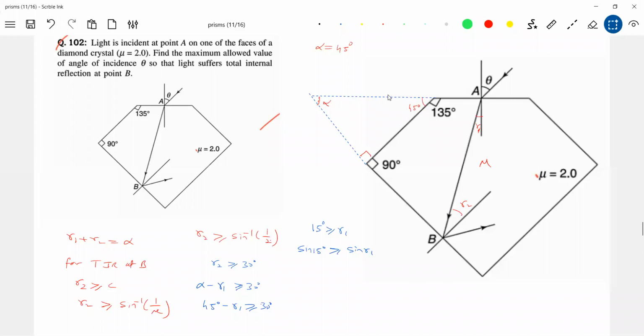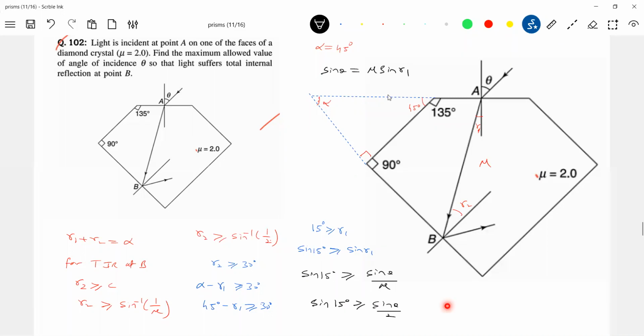Sine R1, I can write it as, I should bring theta, no? So applying Snell's law, sine theta equal to mu sine R1. And mu we know is 2. So therefore this will become sine of 15 degrees is equal to sine theta by mu. Mu is 2, that is given. So therefore, theta will be less than or equal to sine inverse of 2. So minimum, you can write it that way. Okay, not 15 degrees. So this should be our answer.